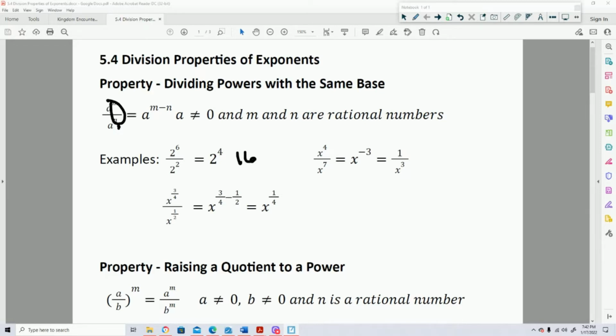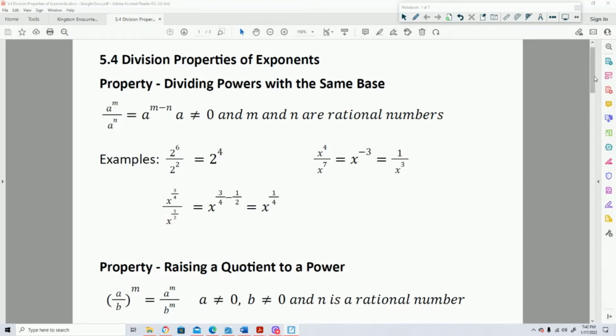Okay. Here we've got 4 minus 7, which is negative 3, and the negative means to put it on the bottom. So it's 1 over x cubed. Here we have some fractions to keep it interesting. We have 3/4 minus 1/2. That's 3/4 minus 2/4, which is 1/4. Okay, that is the first property we're going to look at.